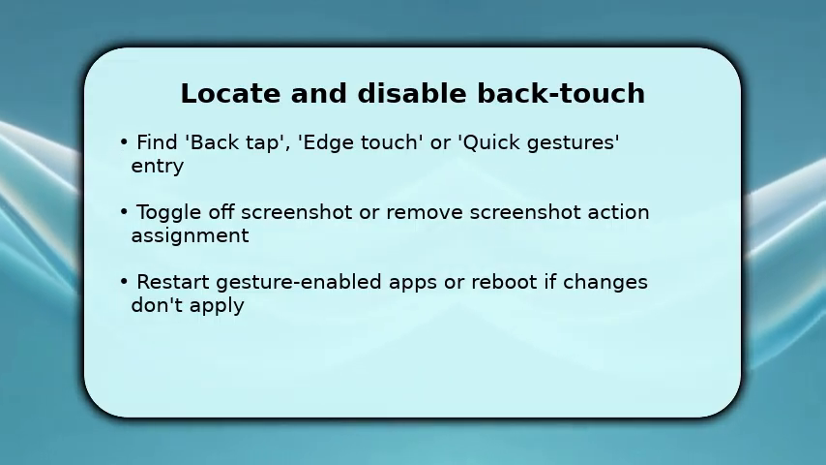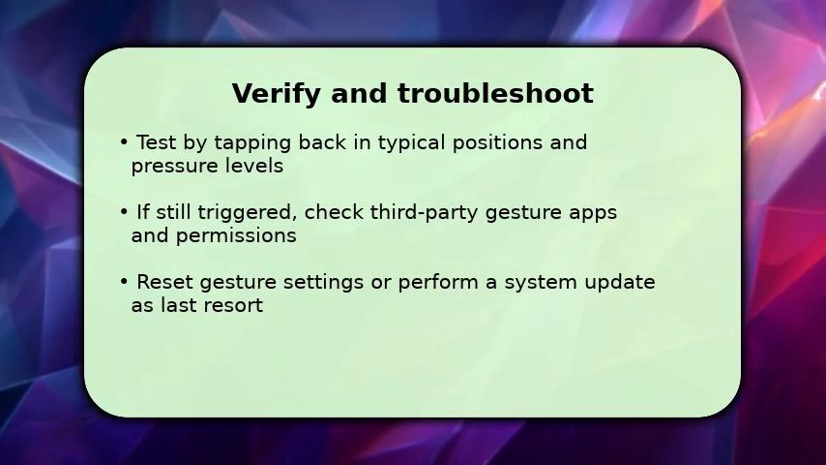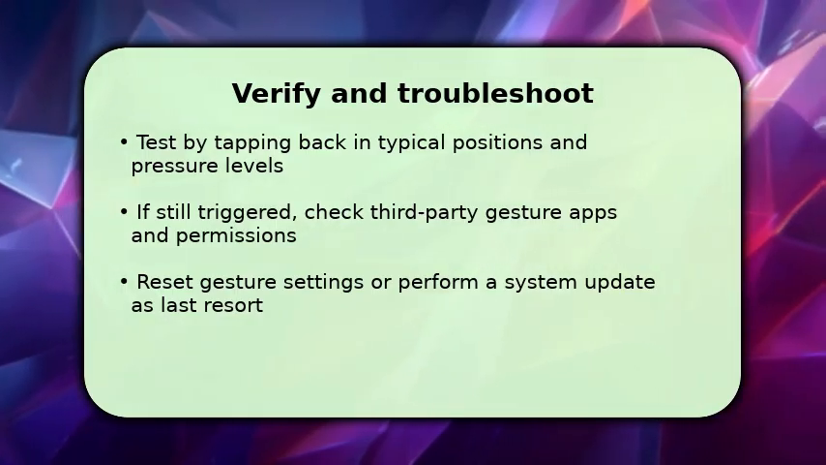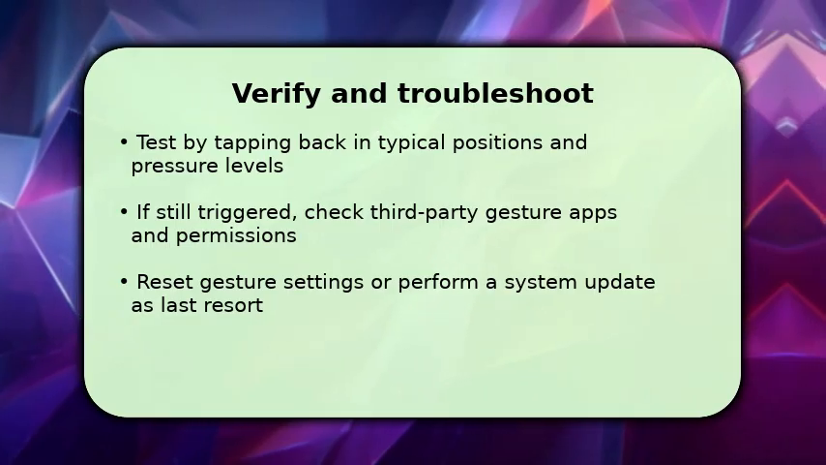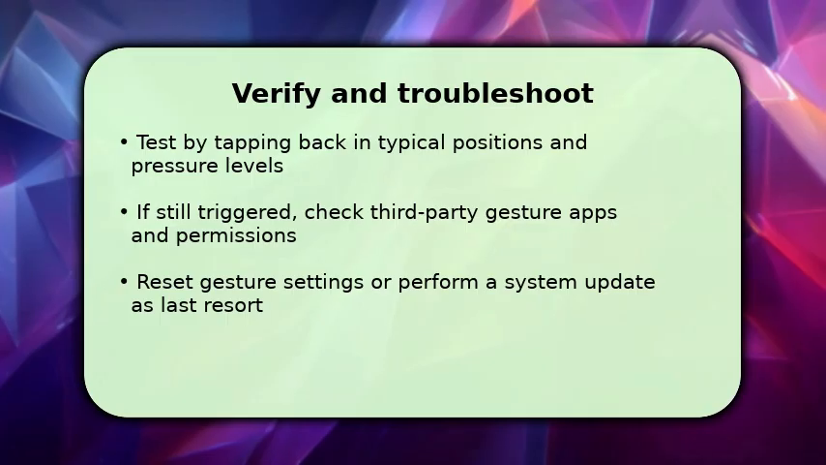You finish by testing the change with the same taps that caused screenshots. Try varied spots and pressures to confirm removal. If the screenshot still appears, make sure no third-party apps have accessibility permission to capture gestures. Revoke those permissions and test again.